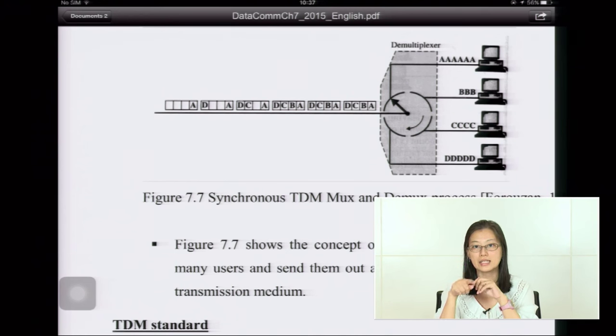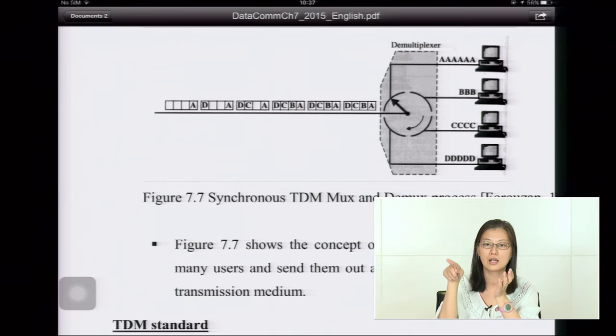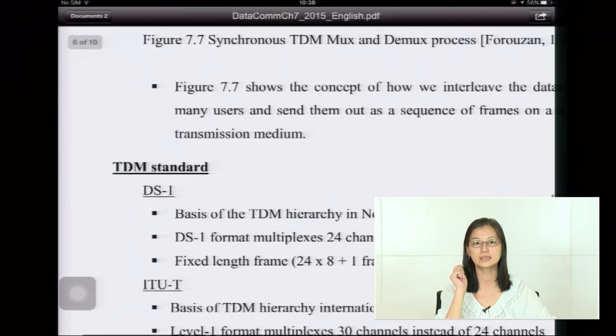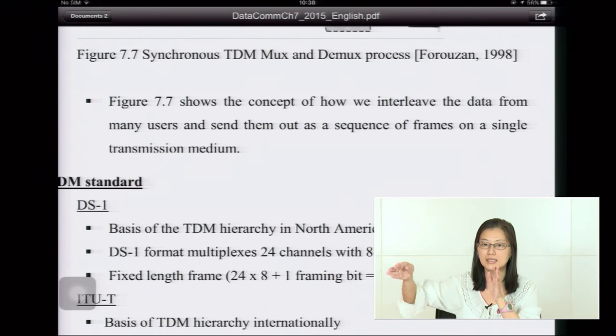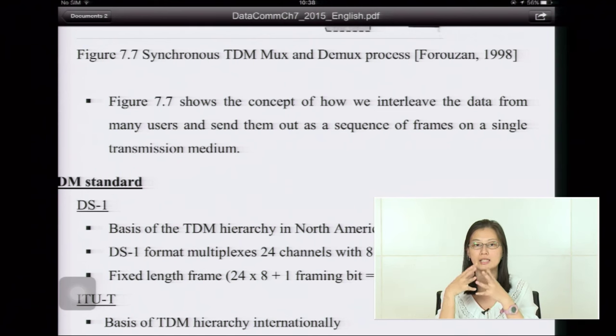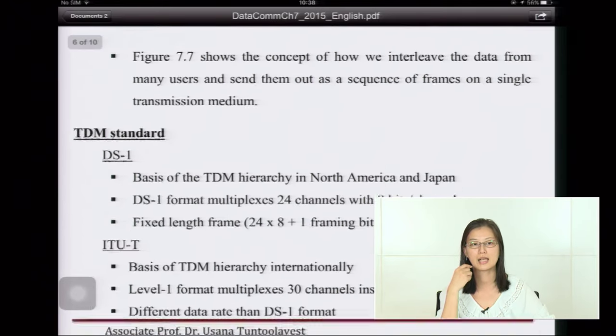For the second circle, all of them also have data to be transmitted. But when you go to the fourth packet, when you go to B, it will be idle, not sending anything. And even with the sixth packet, when you go to A, you have something to send to A, but for the other destinations nothing is to be transmitted, but you have to turn anyway. So this shows the concept of how you interleave, because you have A, B, C, D, and then A, B, C, D, and then A, B, C, D. This is how you interleave the data from many users together and send them out as a sequence of frames on a single transmission line.